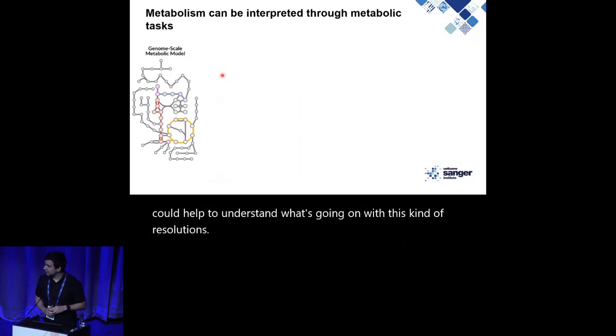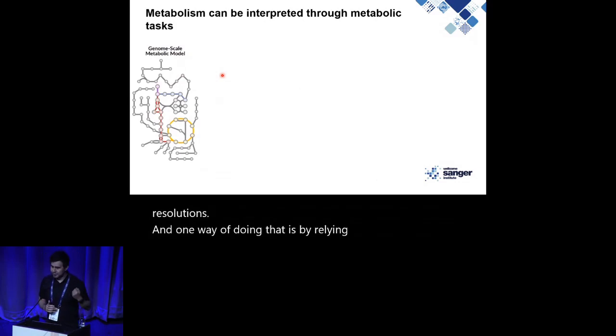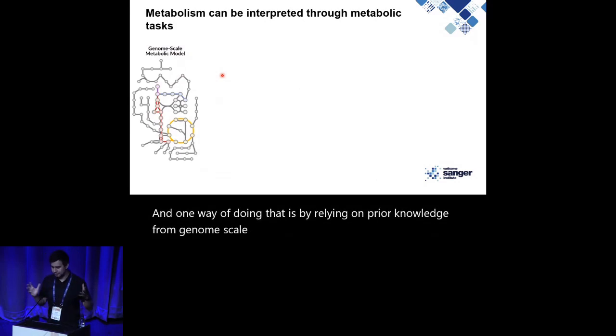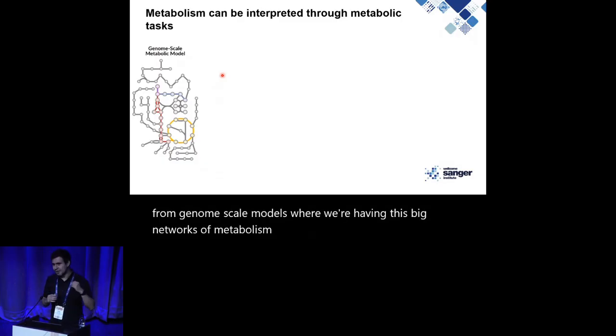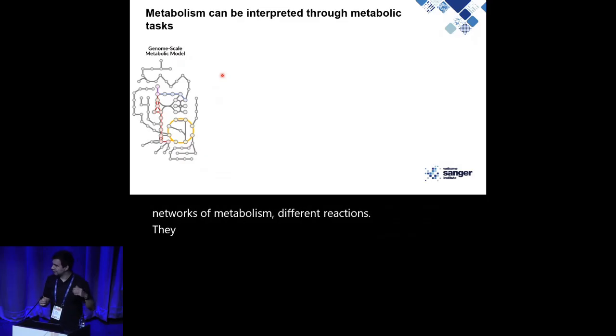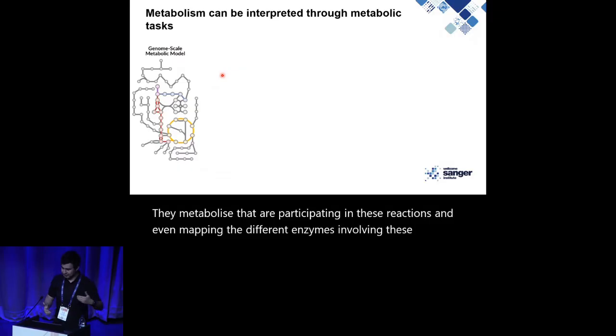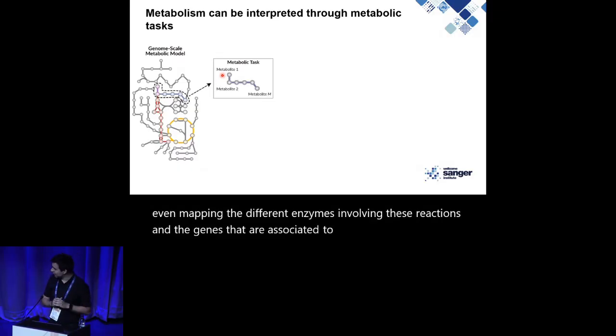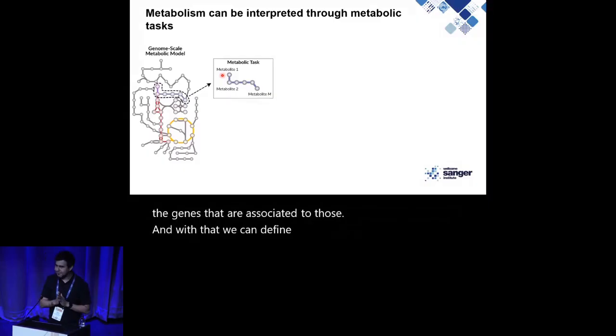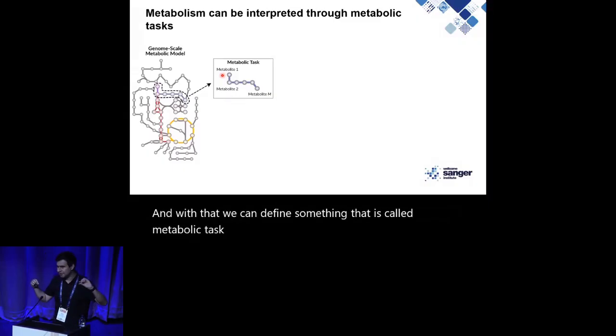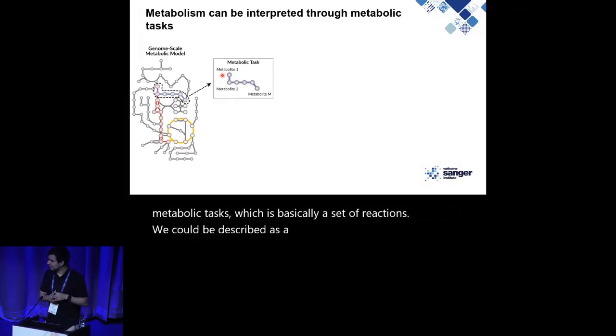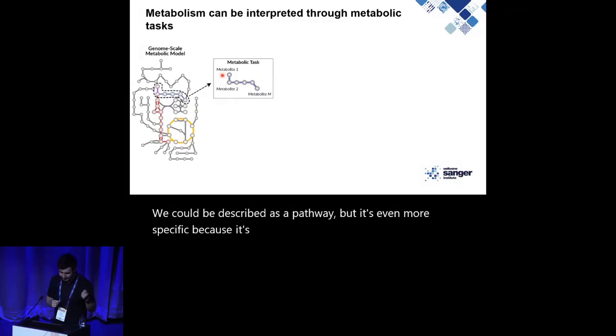And one way of doing that is by relying on prior knowledge from genome scale models, where we have these big networks of metabolism with different reactions, the metabolites that are participating in these reactions, and even mapping the different enzymes involved in these reactions and the genes that are associated to those. And with that, we can define something called metabolic tasks, which is basically a set of reactions. It could be described as a pathway, but it's even more specific because it describes the conversion of a given metabolite into another final metabolite.